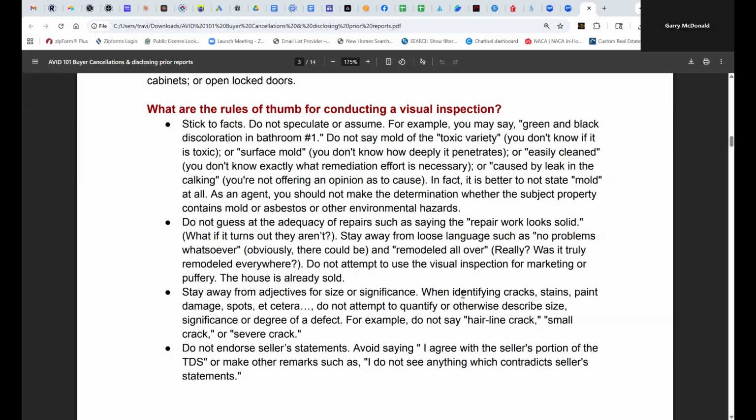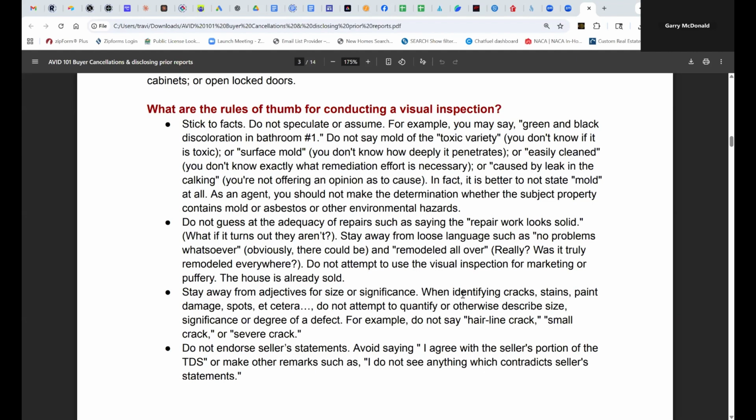So what you want to do is stick to facts. Do not speculate or assume. For example, you may say green and black discoloration in bathroom number 1, but don't say mold of the toxic variety. You don't know if it's toxic, or surface mold. You don't know how deeply it penetrates, or how easily cleaned. You don't know exactly what remediation effort is necessary to remove that mold. Or that it was caused by a leak in the caulking. You're not offering an opinion as to cause. In fact, it's better not to state mold at all.